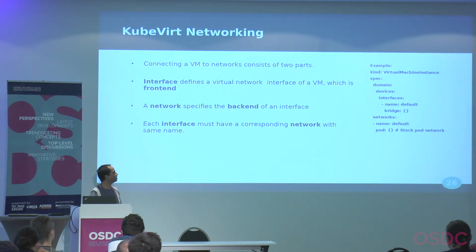On the right-hand side, we have an example wherein we explicitly specify the interfaces and networks. In the earlier examples of the VM spec files or the VMI spec files, we have not been explicitly mentioning or making use of interfaces and networks. If interfaces and networks are omitted, then the default values for those would be bridge and pod.